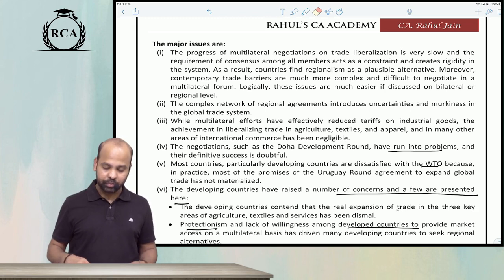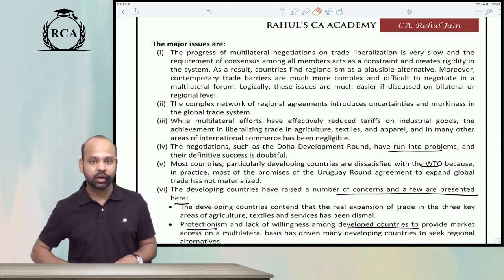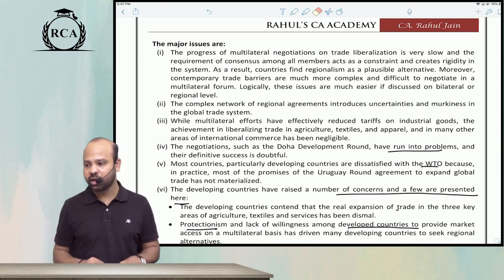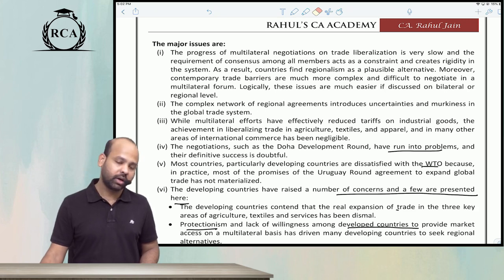And then in the field of agriculture, textiles and apparel, there has been almost negligible improvement only. Whatever was planned in the Doha round has run into problems and may not be implemented successfully. Whatever they thought in the Uruguay round would be implemented in relation to developing countries never materialized.